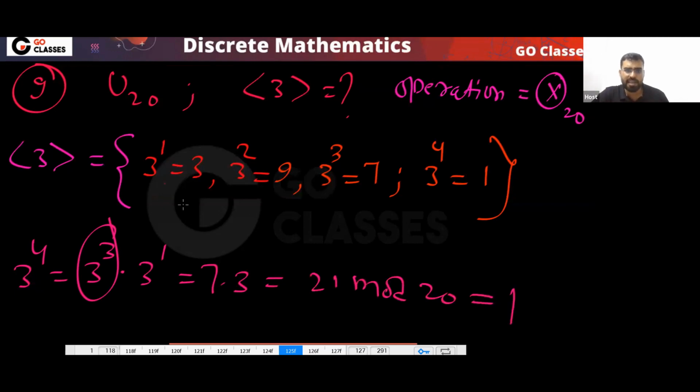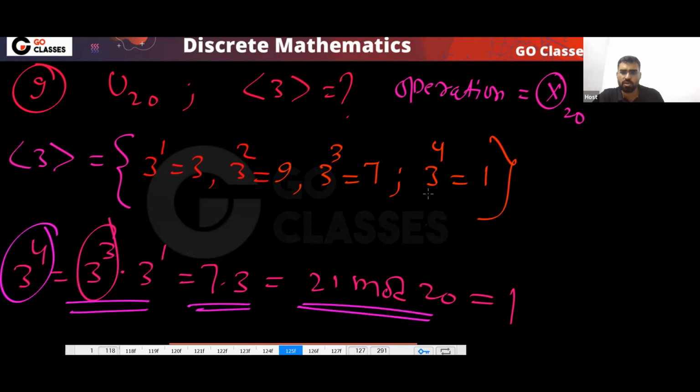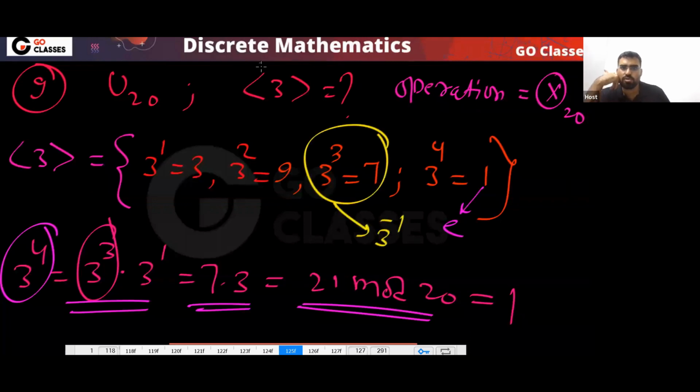And that is your identity element, right? Yes or no? That is your identity element. See, 3 power 4 is like this: 7 into 3, so that is 21 mod 20, and this is your identity element. So finally, you can stop here. What is the inverse of 3? I told you, the inverse of 3 will be 7.